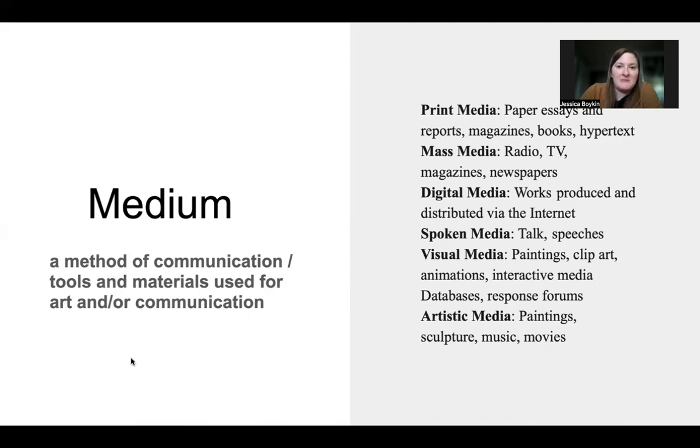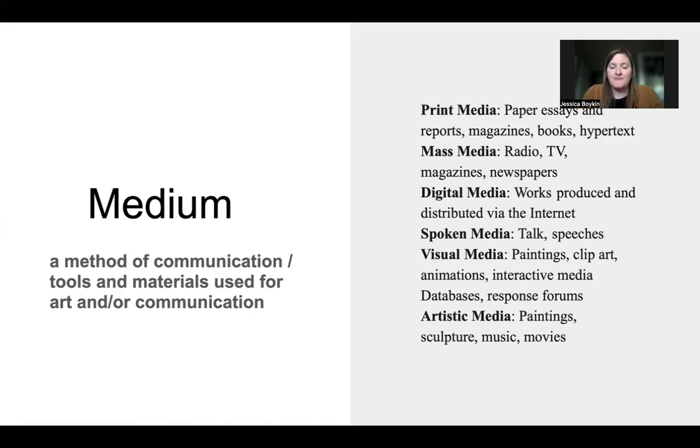The first one is medium. And basically what we're talking about here is a method of communication. That's like a really simple way of saying it. Another way of thinking about it that I tend to go toward is thinking about the materials or tools that we use to make something.